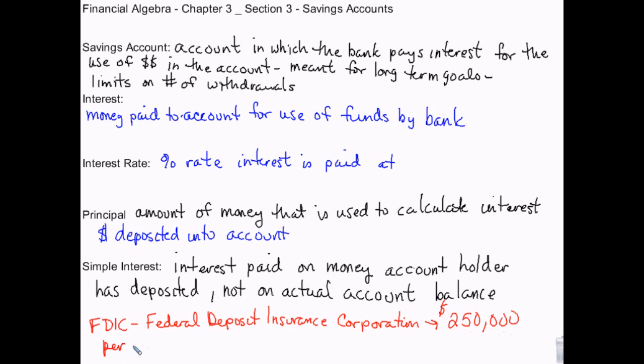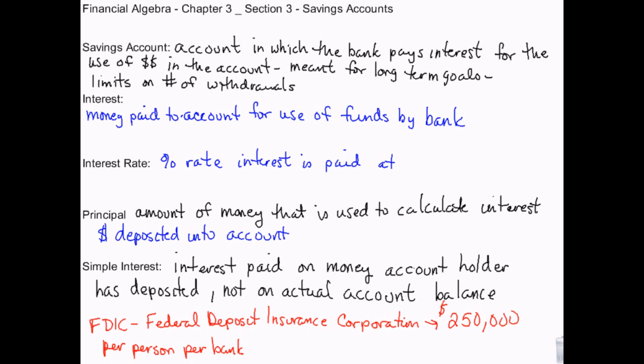per person, per bank. Okay. So if I have, let's say, $500,000, I do not want to put that whole $500,000 in one account at one bank, because I'm only insured $250,000 at that one bank. But if I take $250,000 and put it in one bank and $250,000 in a different bank, then I'm insured for the whole $500,000. So you're only insured up to $250,000 per bank.